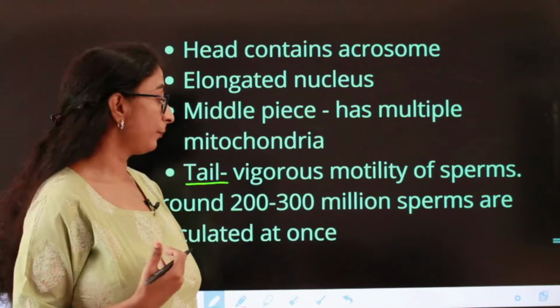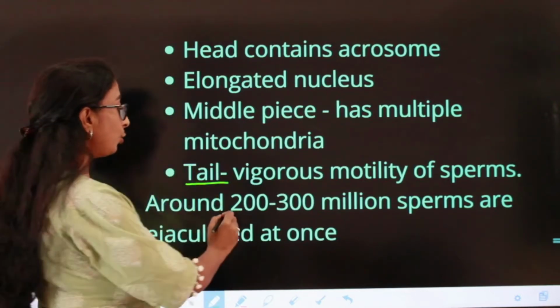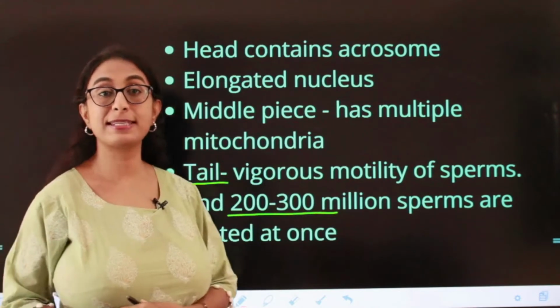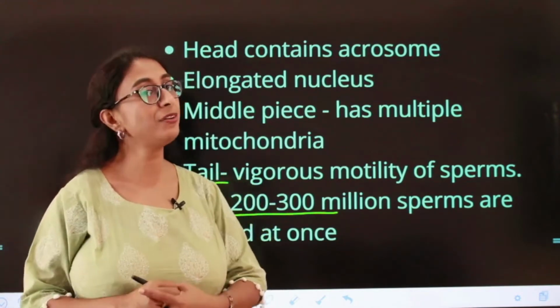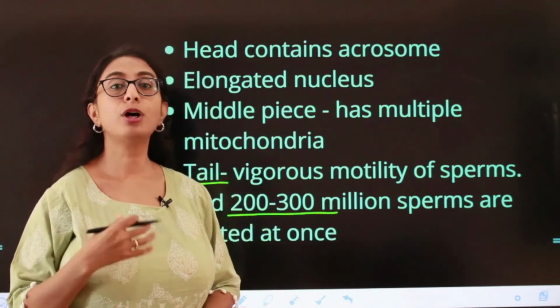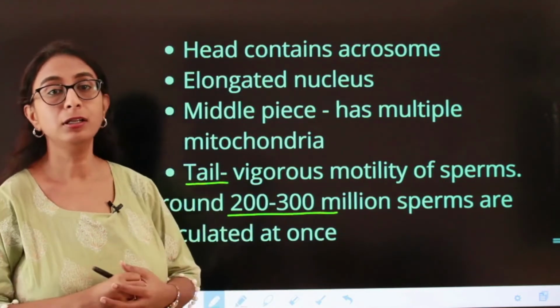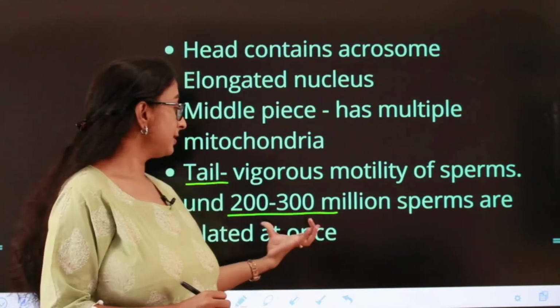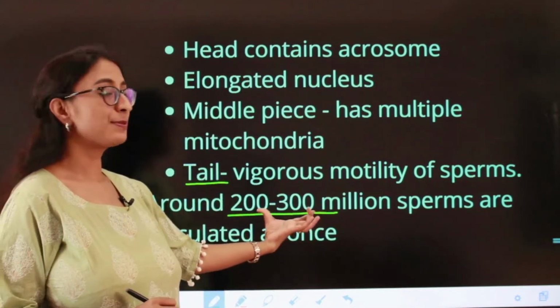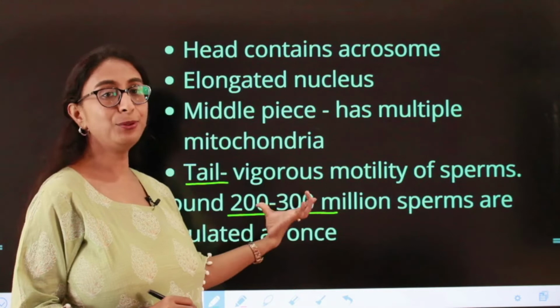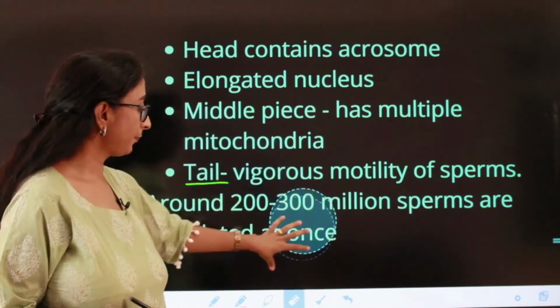movement of the sperm. And then there are around 200 to 300 million sperms that are ejaculated at once. This has also been a question in a previous year NEET examination. What is the number of sperms that is produced in a single ejaculation by a male? It is 200 to 300 million sperms. So keep this in mind. It is a factual question and it will help you in your examination.